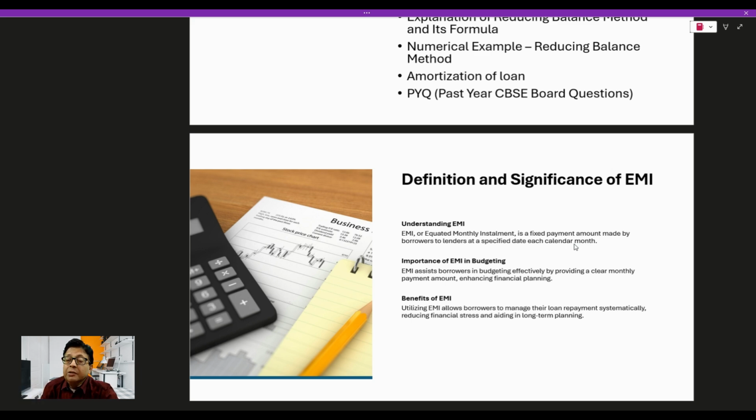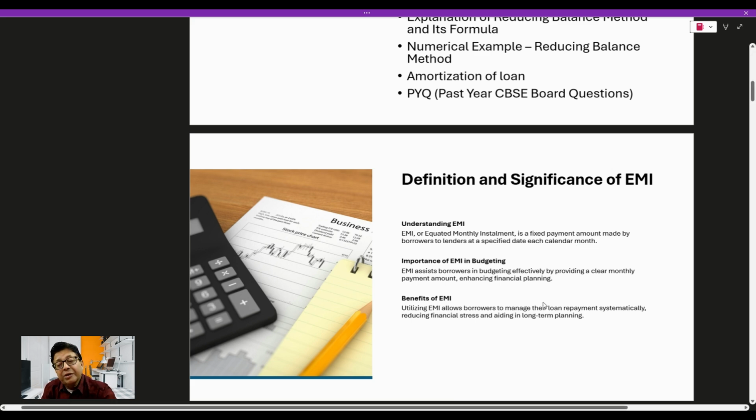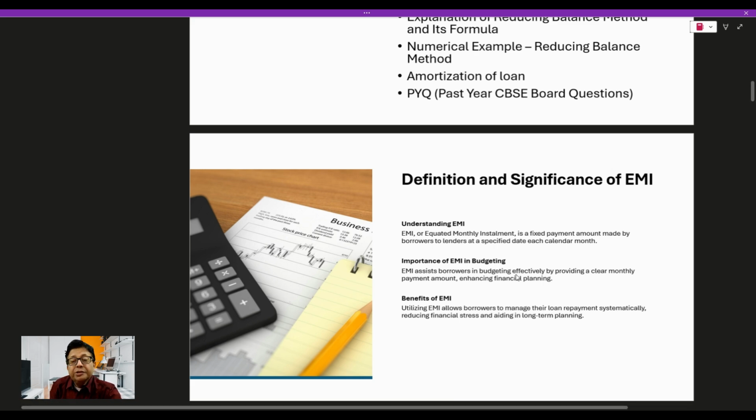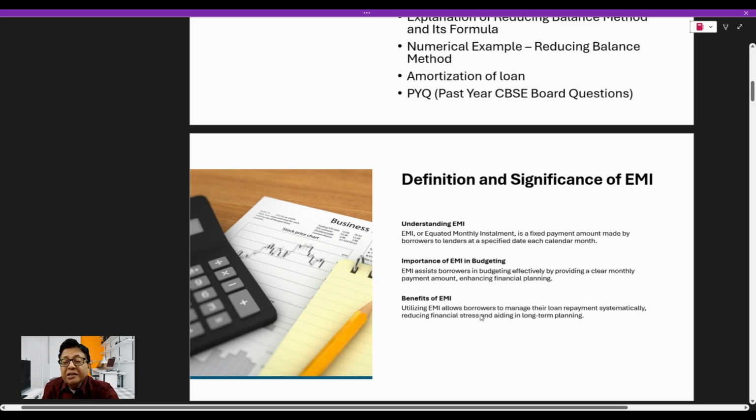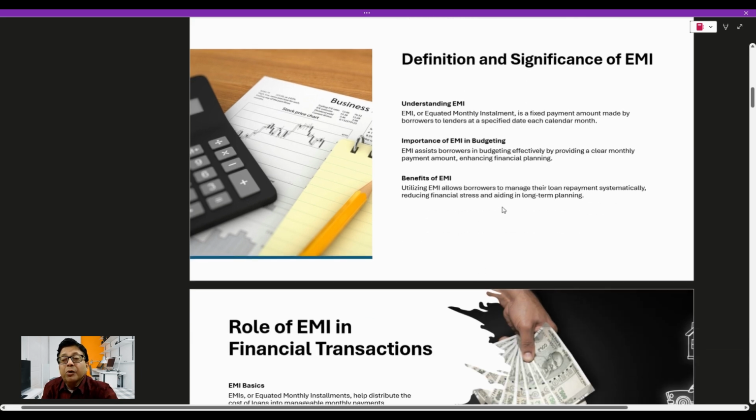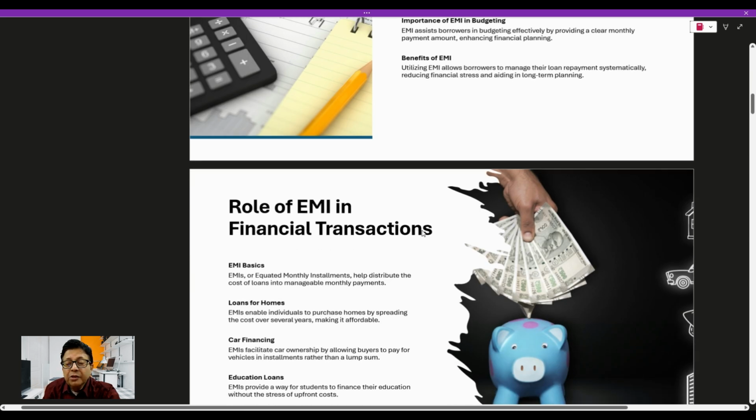So the interest rate will be calculated accordingly. I remind you in the beginning. This has importance in budgeting. Obviously, if you know the EMI of the housing loan or car loan you have taken, then your financial planning will be better. And this EMI allows borrowers to manage their loan repayments systematically, reducing financial stress and aiding in long-term planning. What is the role of EMI in financial transactions?